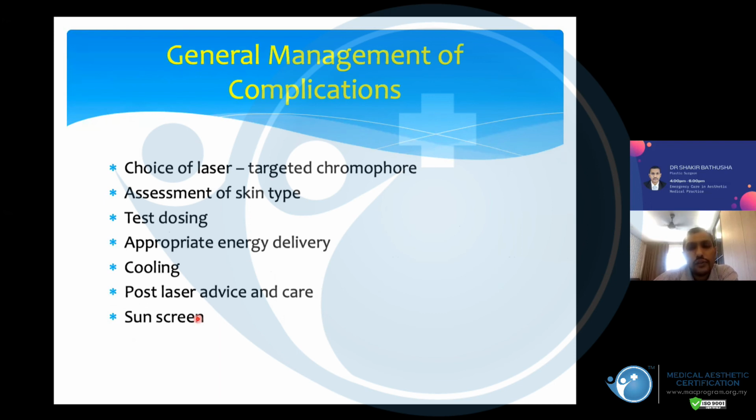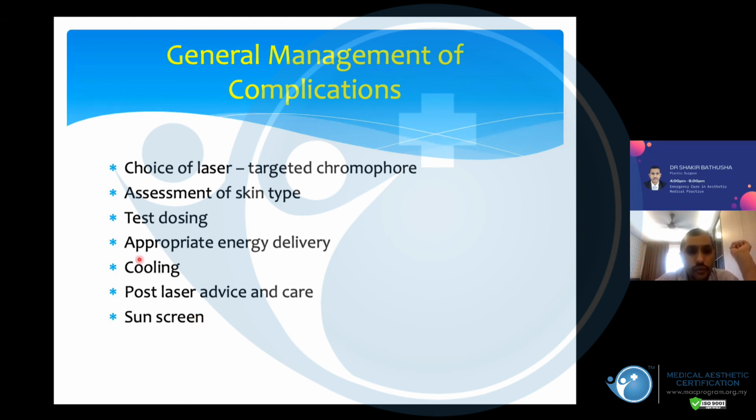In order for you to have a lesser amount of complications, you must know exactly what you are using your energy devices for. What is your targeted chromophore? Whether you're targeting the hemoglobin, the water, or the melanin. Based on that, you know what you are going to do and what you're trying to achieve, and that's when you get the best outcome and you reduce your risk of complication.